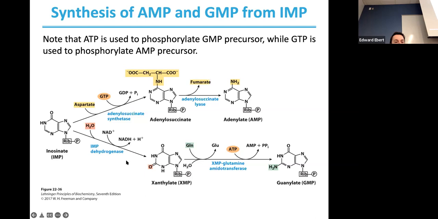Okay, if we have this IMP dehydrogenase, then we get this xanthylate monophosphate, and then we can replace the oxygen that we've added to the ring structure with an amido group. So we have that aminotransferase, and we get guanylate in there. So IMPs are the original OGs.